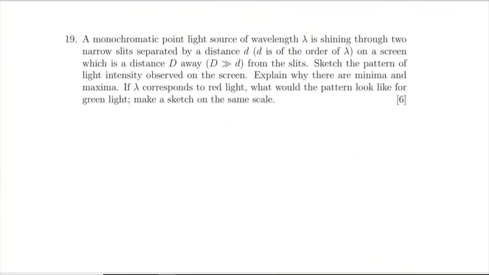Right, question 19. Monochromatic point light source of wavelength lambda shining through two narrow slits separated by distance d. d is of the order of the wavelength, on a screen which is distance D away, where big D, the distance of the screen, is a lot greater than the distance between the slits. So this is the classic double slit experiment. Right, so sketch the pattern of light intensity observed on the screen.